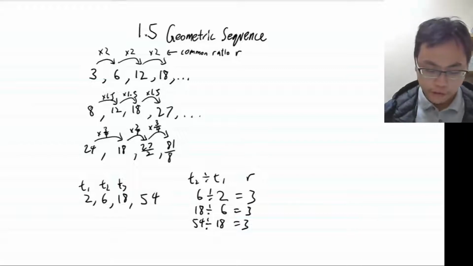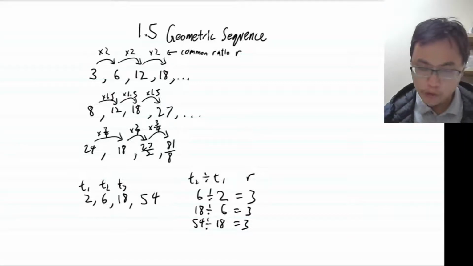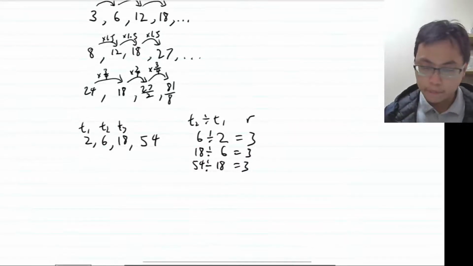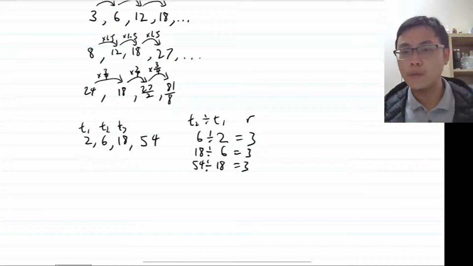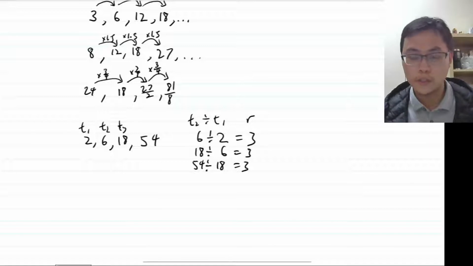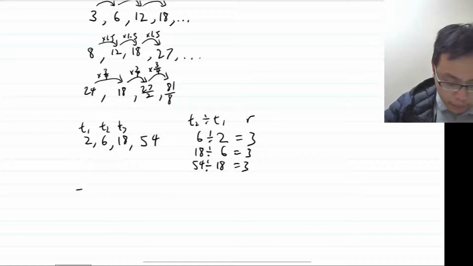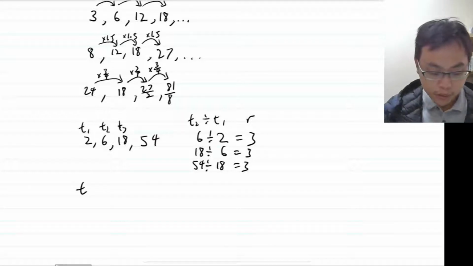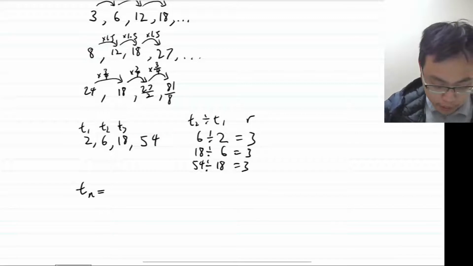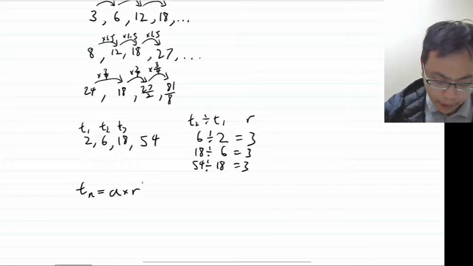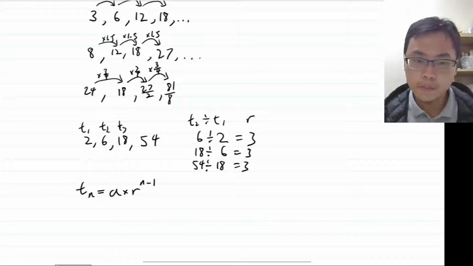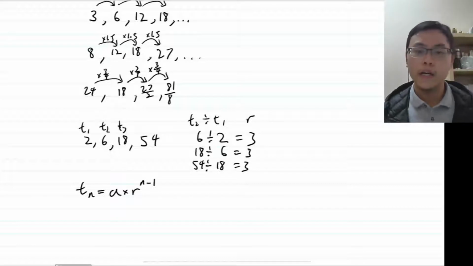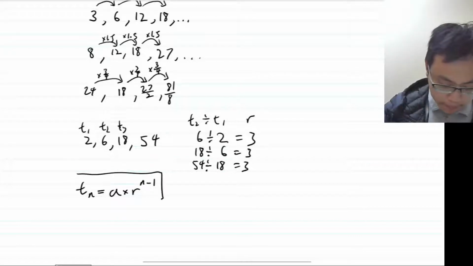Before we move on to the example, let me just show you the general term, because we do want to find the term number, how many terms, and so on. The general term for a geometric sequence, T of n, is going to be the first term multiplied by the common ratio to the power of n minus 1. That's the general term for a geometric sequence.